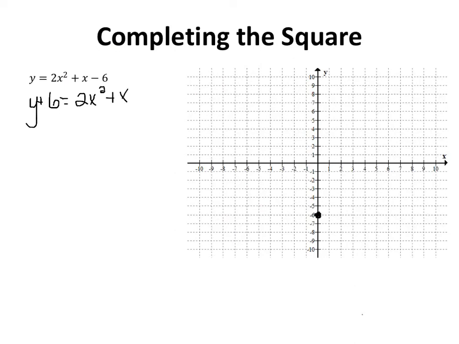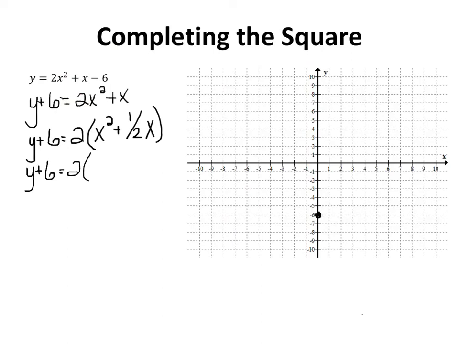Now, I can't have a perfect square if my a term is 2. That's just not going to work. So what we'll do is factor that out. And remember, if you factor it out, you end up with 1/2 x. Then as we continue the process, this becomes not a very nice equation to work with. I need to cut this in half, and I get 1/4. And 1/4 squared is 1/16.